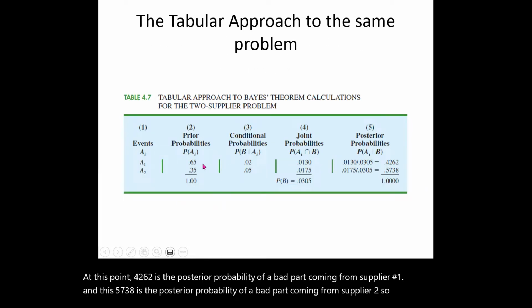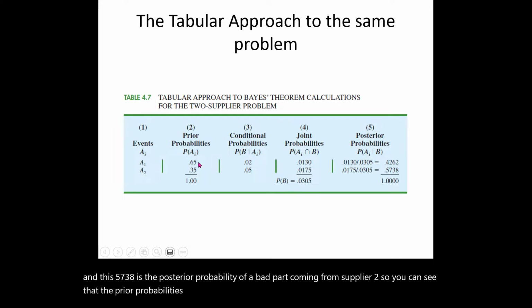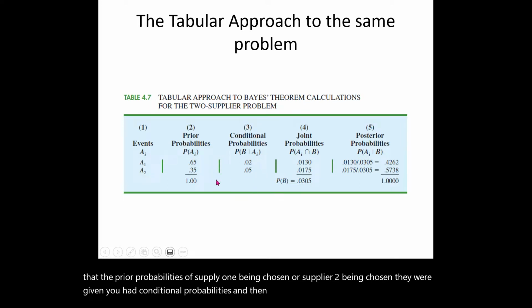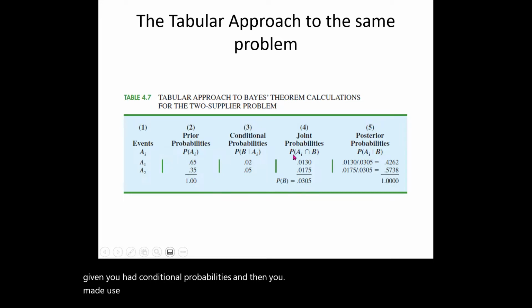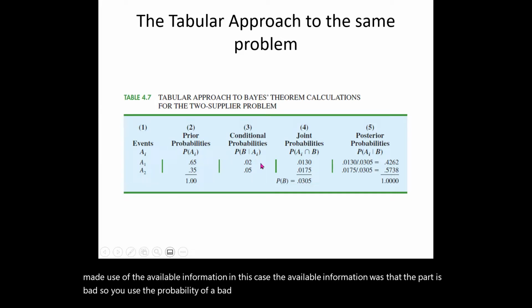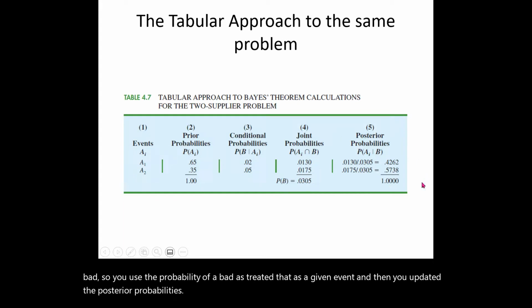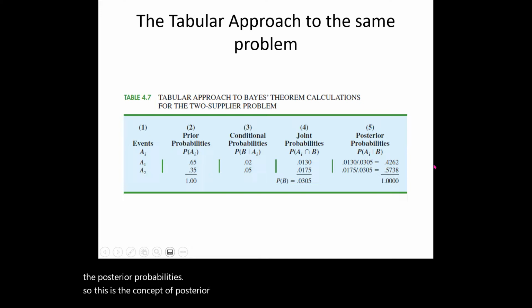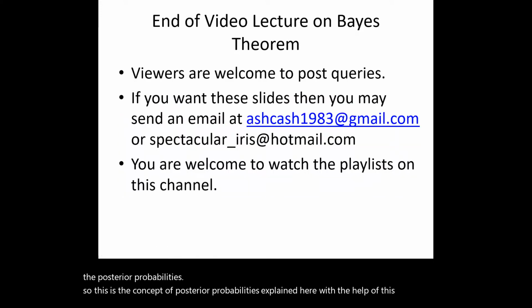So you can see that the prior probabilities of supplier 1 or supplier 2 being chosen were given. You had conditional probabilities, and then you made use of the available information. In this case, the available information was that the part is bad, so you treated that as a given event, and then you updated the posterior probabilities. So this is the concept of posterior probabilities explained here with the help of this tabular approach. This is the end of the video lecture on Bayes' theorem.